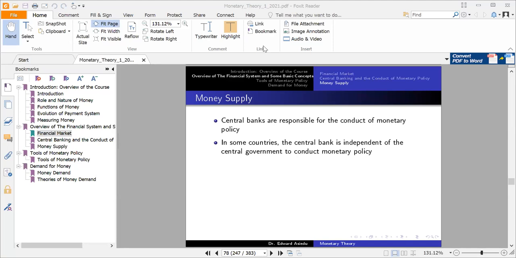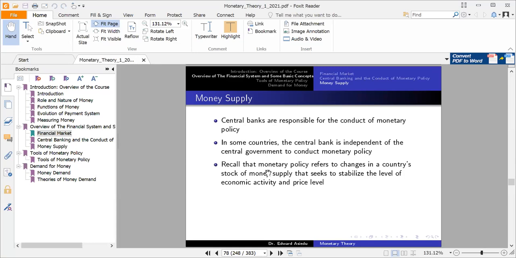But even if you don't belong to the party, you should be able to give technical advice, okay. All right, so you should be able to articulate, and I'm happy that you are able to articulate some of the key points. Recall that monetary policy refers to changes in a country's stock of money supply that seeks to stabilize the level of economic activities and prices. So that should be key. In most advanced countries, when we say that prices are stable, we mean that inflation is very close to 2%. Okay. So 1-2% inflation, then we have stable prices.